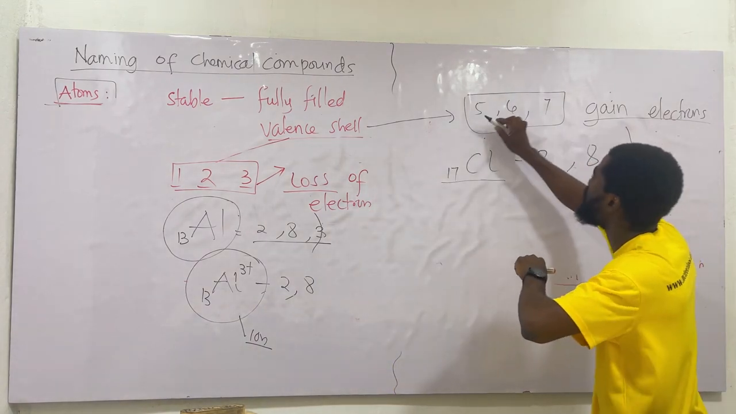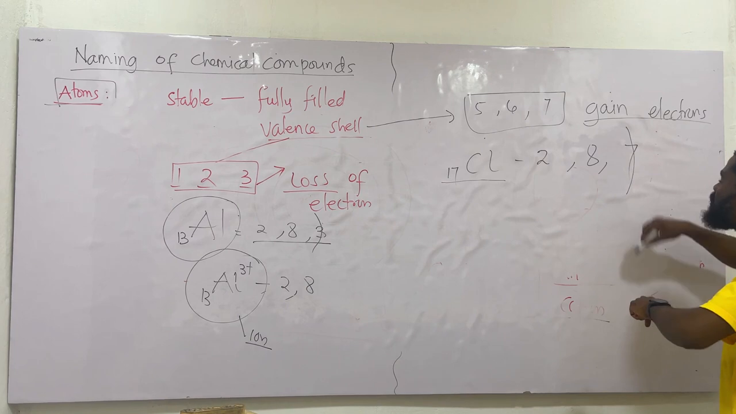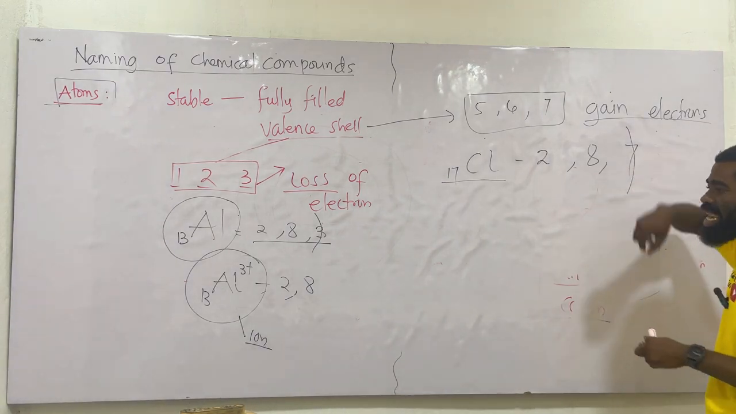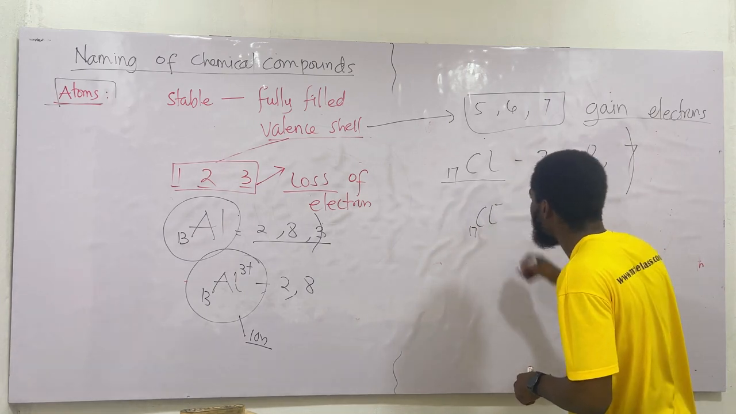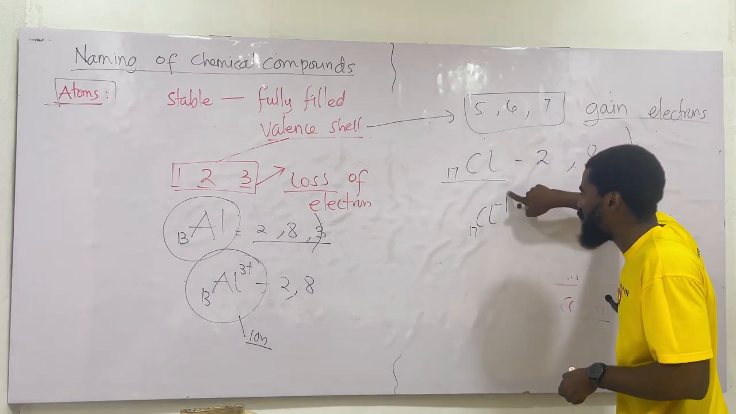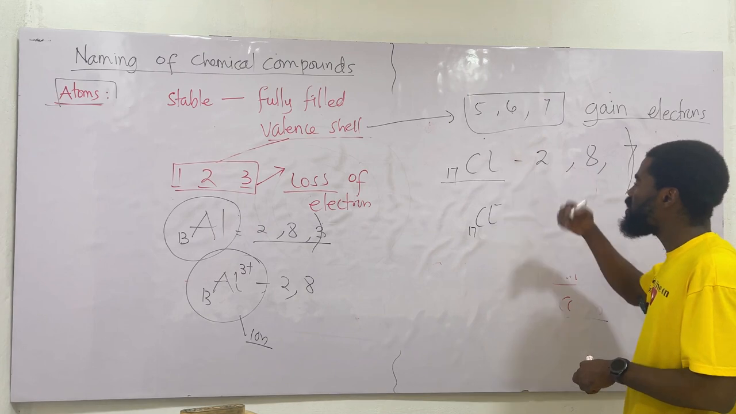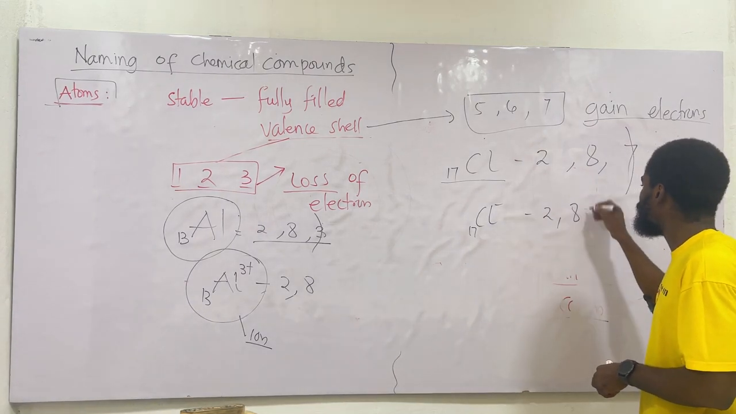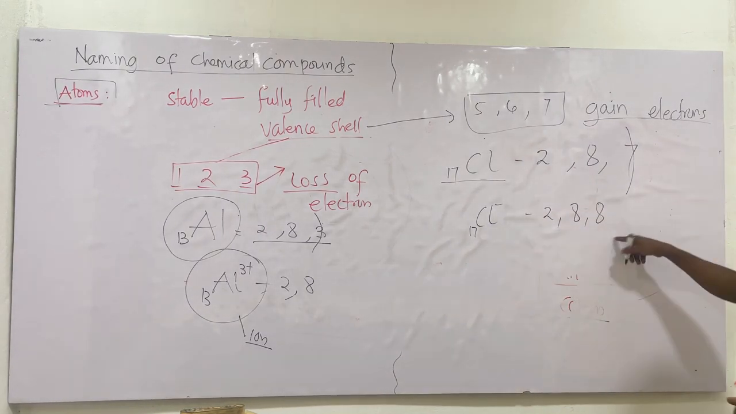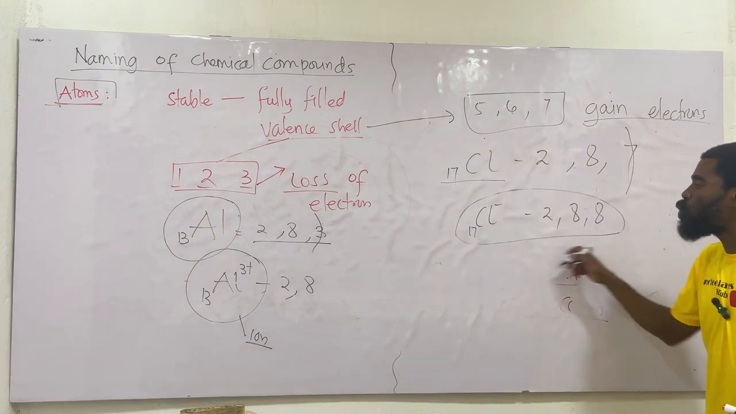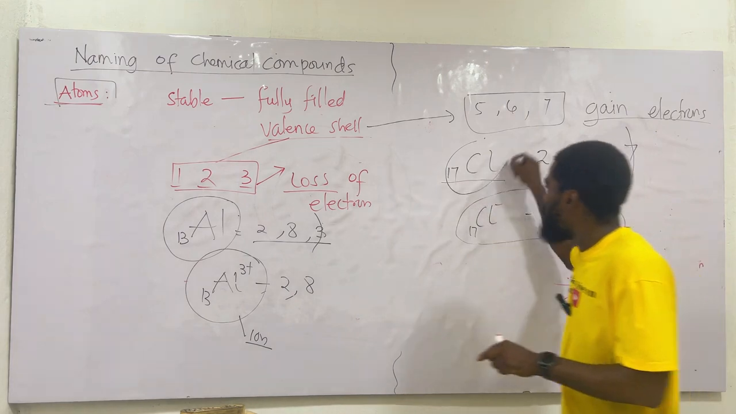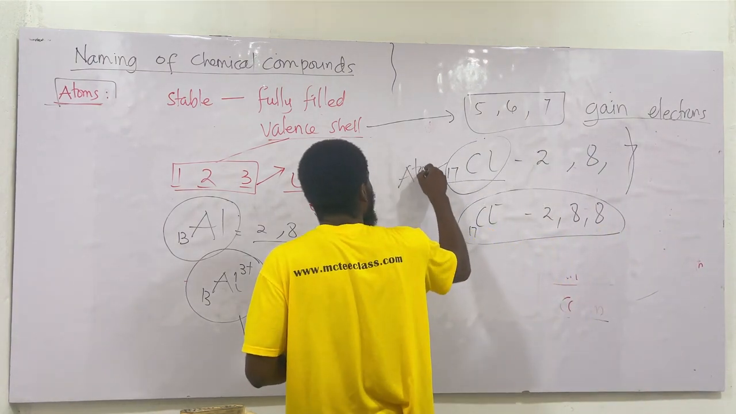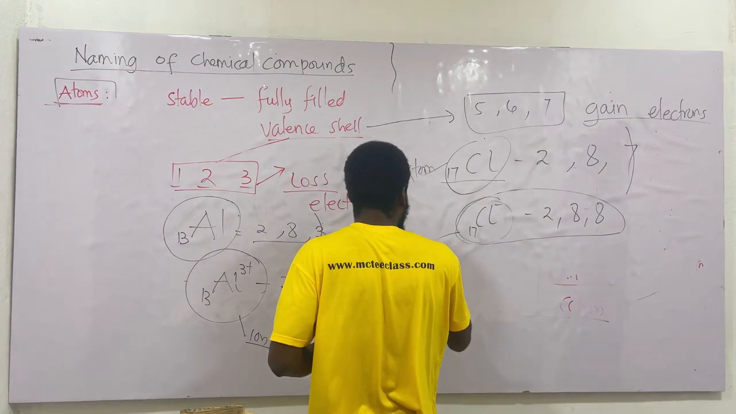In this case, I said if you have 5, 6, 7, then you are receiving or you gain. So chlorine must gain. And when chlorine gains, it becomes Cl, still 17, but Cl minus. It's supposed to be minus 1, but normally we don't put the 1 there. So Cl minus means you have gained 1. And the configuration now becomes 2, 8, 8. So this is chlorine in its stable form. This is the chlorine ion, and it's an anion. So there's a difference: this is the chlorine atom, and this is the chlorine ion.